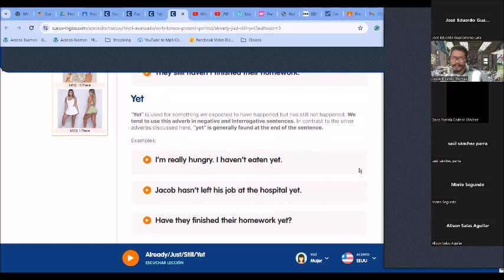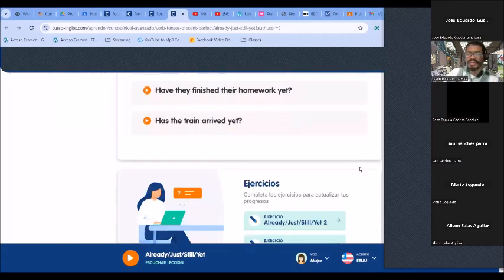Examples: I'm really hungry. I haven't eaten yet. Jacob hasn't left his job at the hospital yet. Have they finished their homework yet? Good. Right? Or has the train arrived yet?